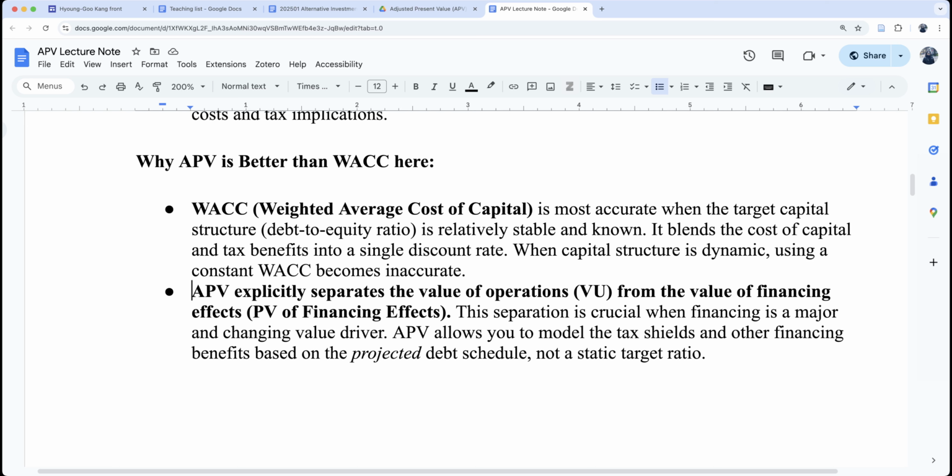APV allows you to model the tax shields and other financing benefits based on the projected debt schedule. So you have to model that, which means that on the other hand, you can take your financing strategy into the valuation equation. Then you can simulate the effect of your financial strategy, not a static target ratio.